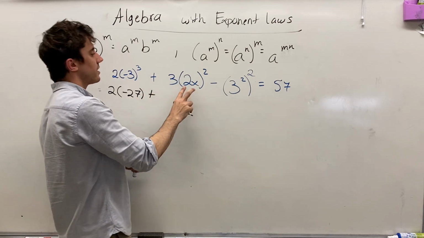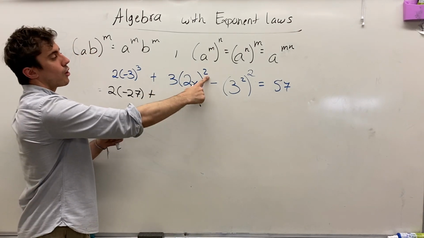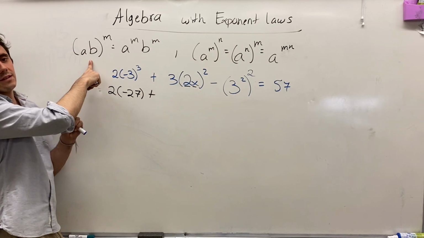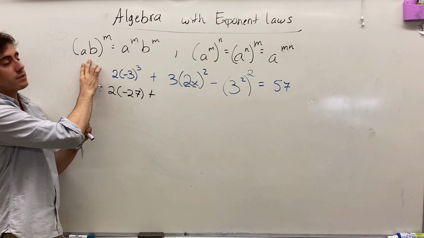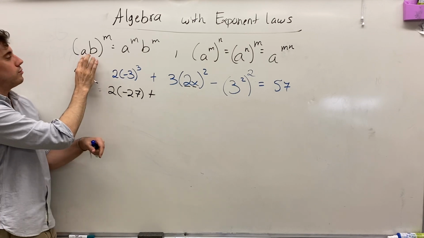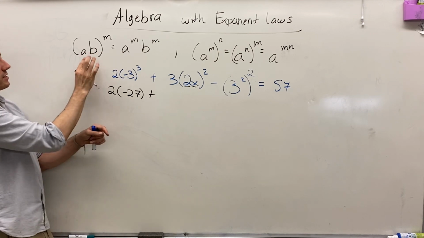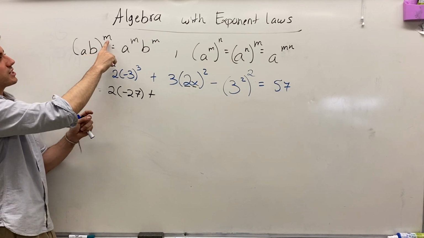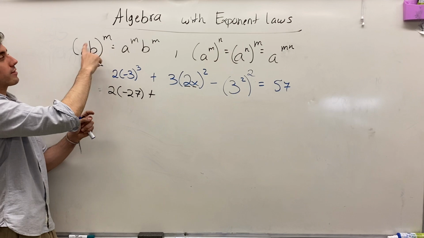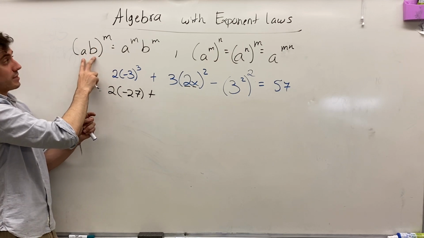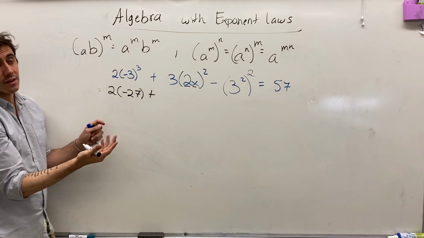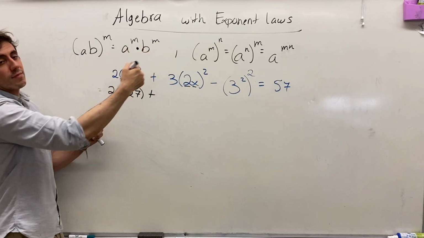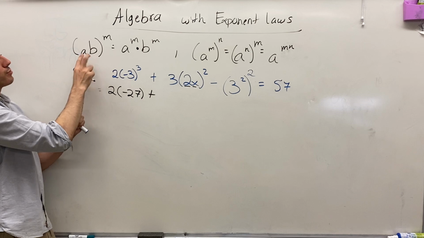Next we have 3 bracket 2x all squared. Now 2x is going to be an example of this exponent law playing out. When we have 2 bases as the product of one another, all raised to an exponent m, then we can attach the exponent m onto each part of the product. And so (a times b) to the power of m can be more simply written as a to the power of m times b to the power of m. The exponent can attach itself to each part of the product.